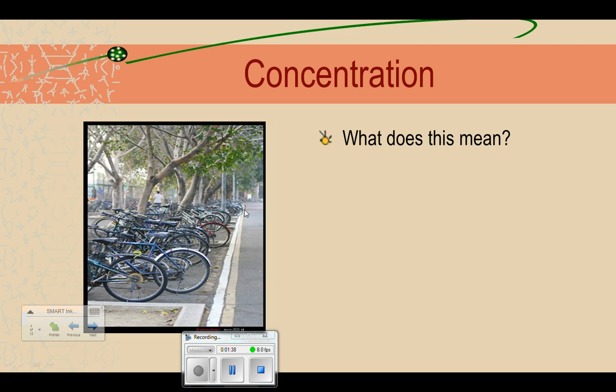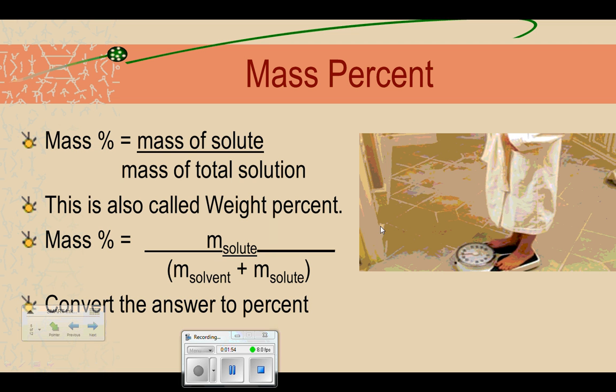Okay, and so as I indicated in this picture, there is a large number of bicycles here in a small area, so we would say that there was a large concentration of bicycles. So that's kind of the use that we're going to have here. And when we're talking about a solution, the two things we have here are the solute and the solvent, as we saw before. So mass percent is our first way of expressing this.